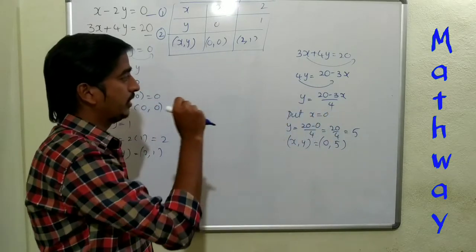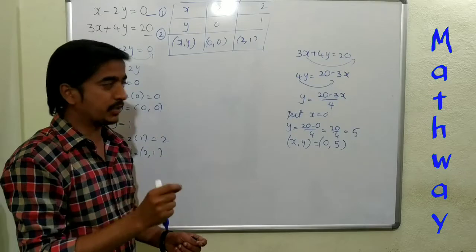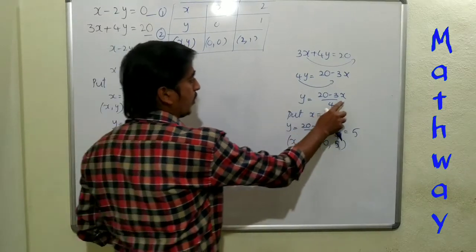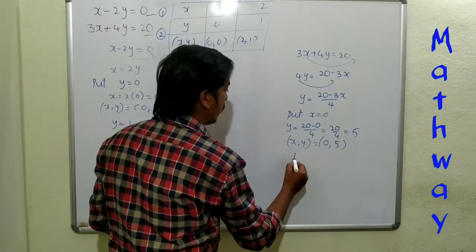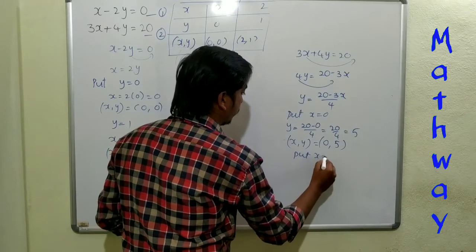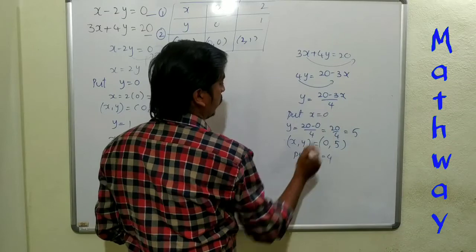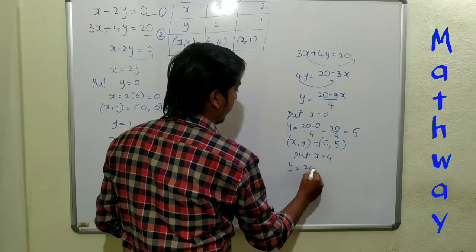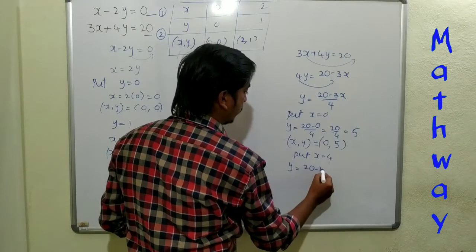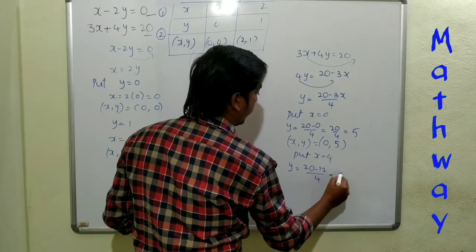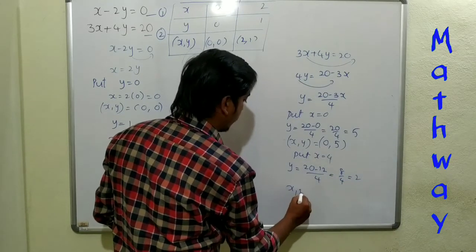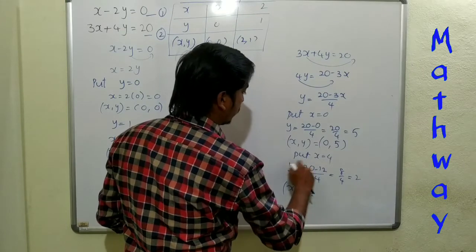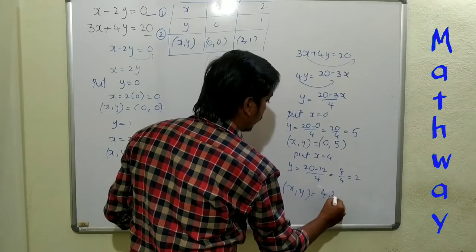Next put here x value 1. If you put 1, we will get decimal places. Better to take a multiple of 4 because the denominator is 4. Put x equals 4. Then here we get y equals (20 minus 3 times 4, that is 12) by 4. 20 minus 12 is 8. 8 by 4, that is 2. So the coordinates x comma y are: x coordinate is 4 and y coordinate is 2.